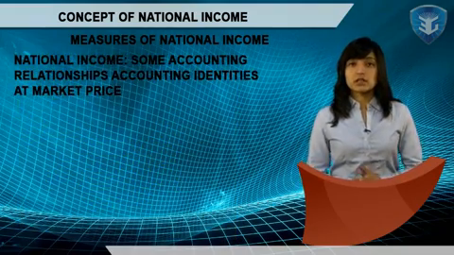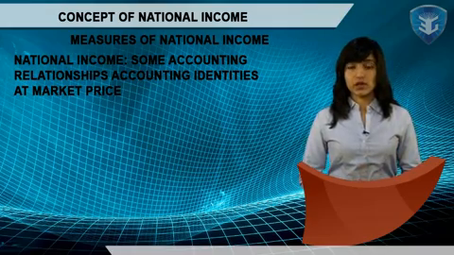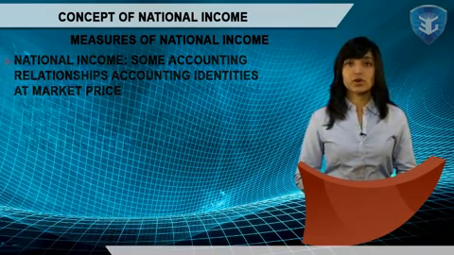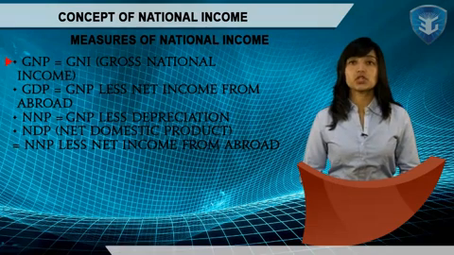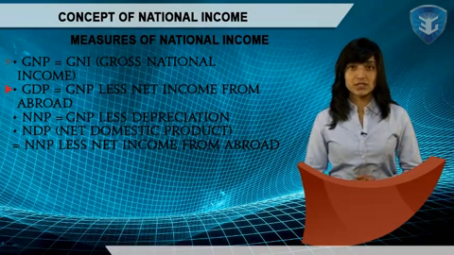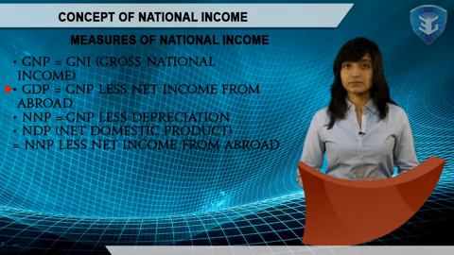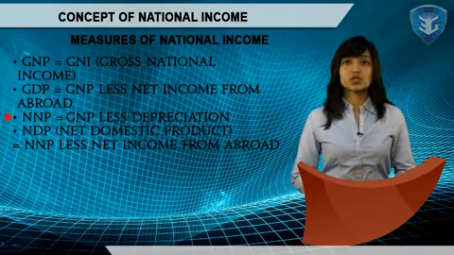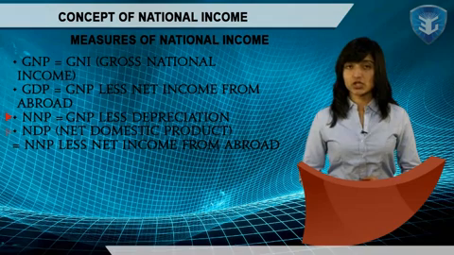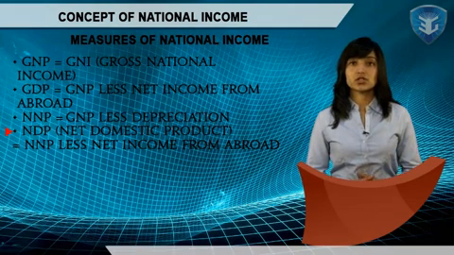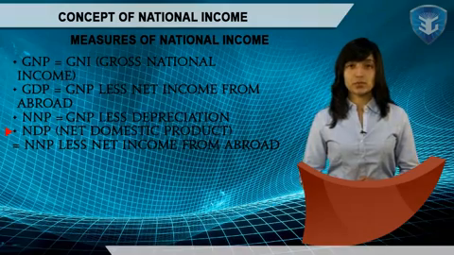National income. Some accounting relationships. Accounting identities at market price. GNP is equal to GNI, gross national income. GDP is equal to GNP less net income from abroad. NNP is equal to GNP less depreciation. NDP, net domestic product, is equal to NNP less net income from abroad.